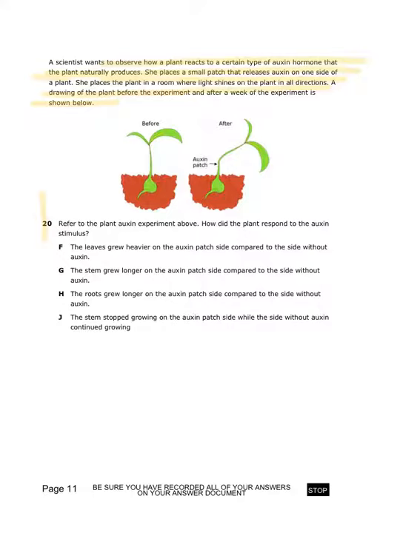Number 20 says refer to the plant auxin experiment above. How did the plant respond to the auxin stimulant? F. The leaves grew heavier on the auxin patch side compared to the side without auxin. G. The stem grew longer on the auxin patch side compared to the side without the auxin. H. The roots grew longer on the auxin patch side compared to the side without the auxin. J. The stem stopped growing on the auxin patch side while the side without auxin continued growing.